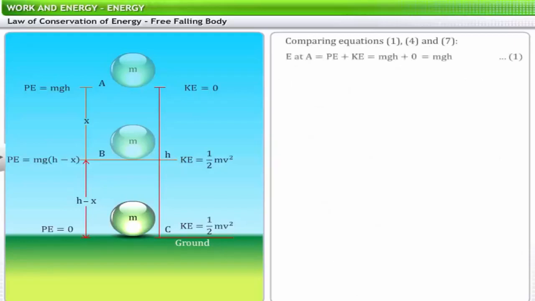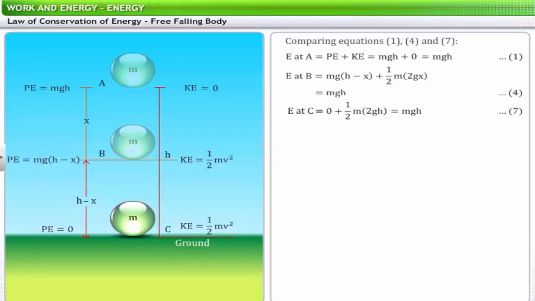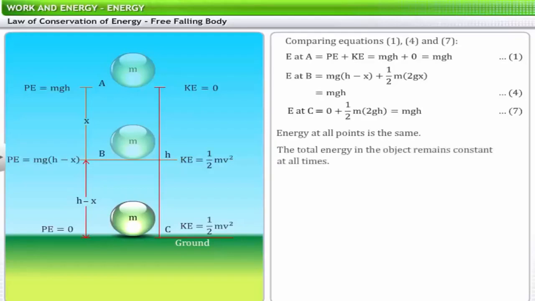Now compare equations 1, 4 and 7. As you can see, the expression on the right-hand side of all three equations is identical. That is, the total energy of the body is the same at all times. Therefore, by comparing these three equations, we can infer that the total energy in the object remains constant at all times. This shows that the law of conservation of energy holds well in the case of a free-falling body.